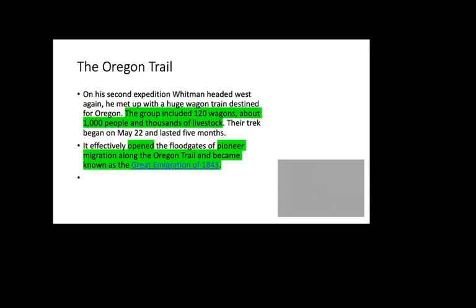On his second expedition, Whitman headed west again. He met up with a huge wagon train, okay, destined for Oregon. The group included 120 wagons, about 1,000 people, and thousands of horses, cattle, whatever livestock they had. Okay, their trek began on May 22nd, and it lasted for 5 months. Okay, it effectively opened the floodgates of pioneer migration along the Oregon Trail and became known as the Great Emigration of 1843. So these were people taking wagons, taking their entire family, taking their livestock.